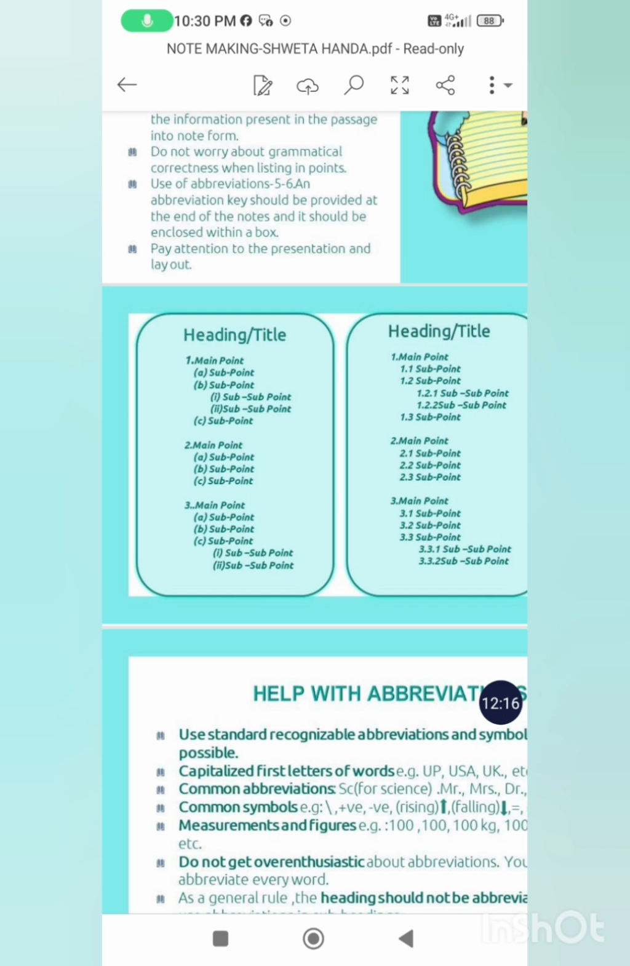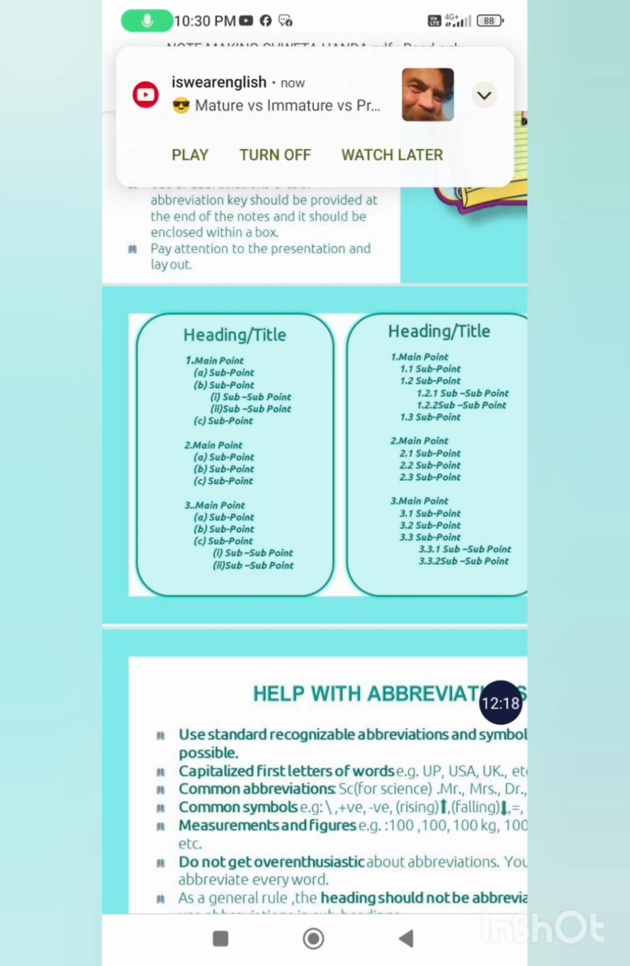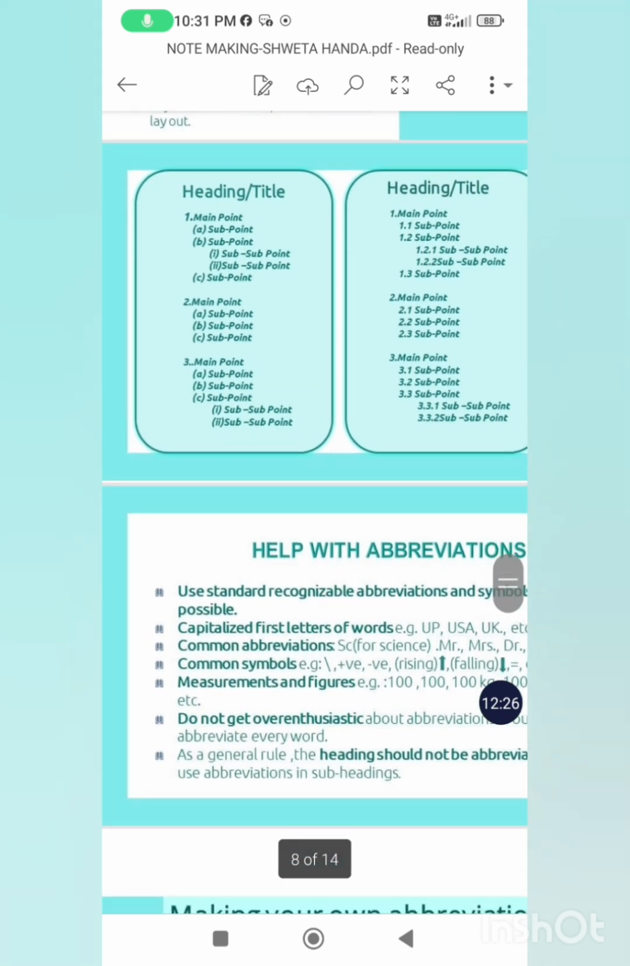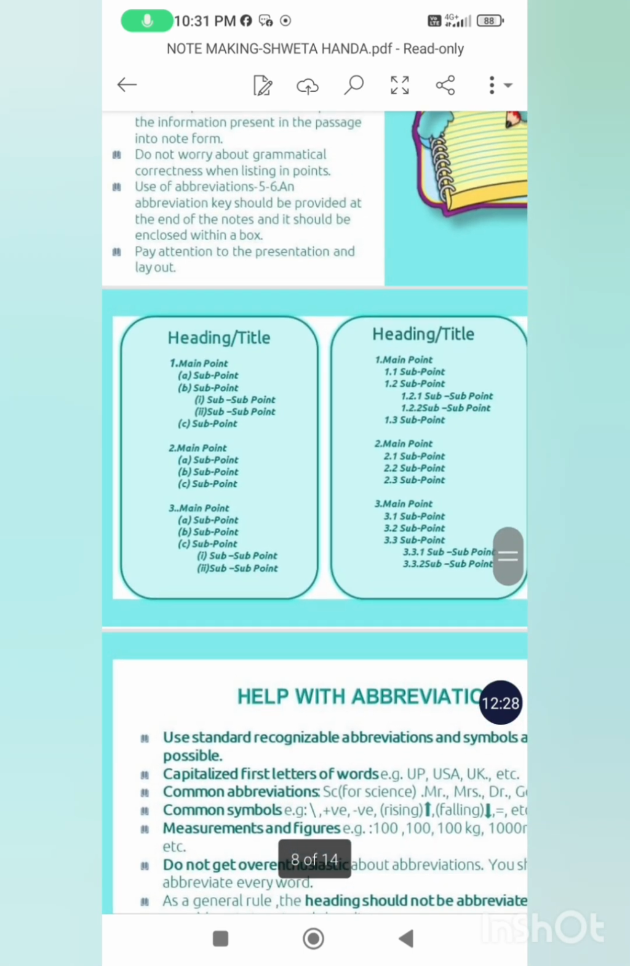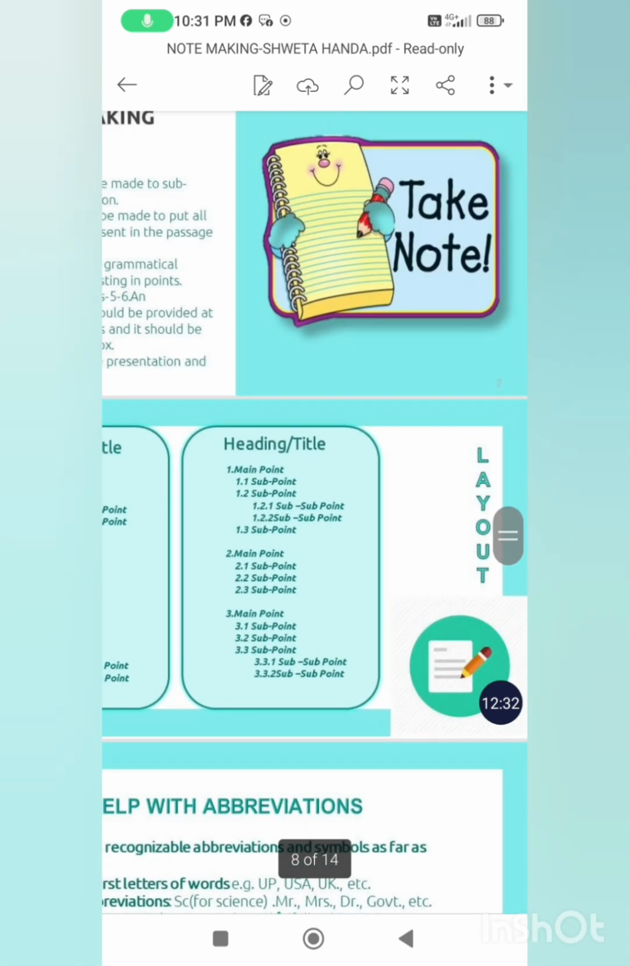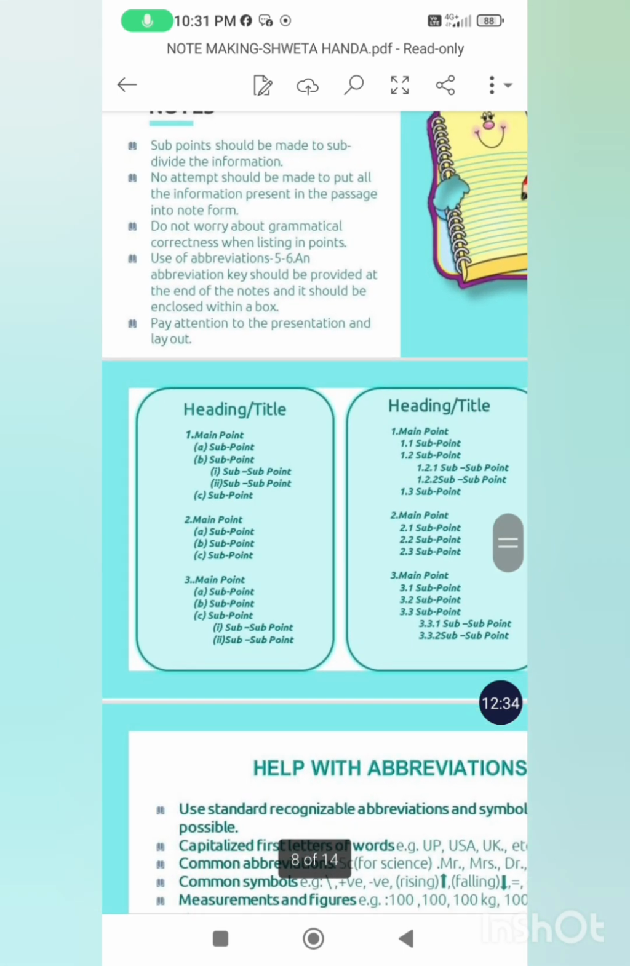Now pay attention to the presentation and layout. So you are supposed to pay attention to the presentation as well as the layout of the note making and key to abbreviations. Clear? I hope it is making sense.